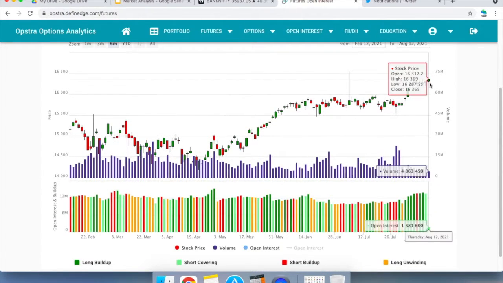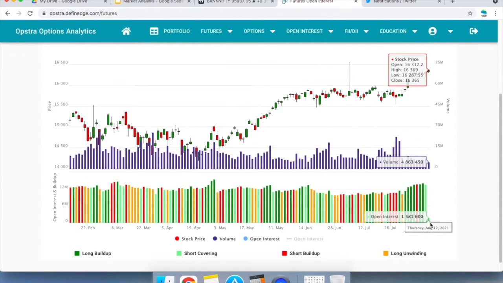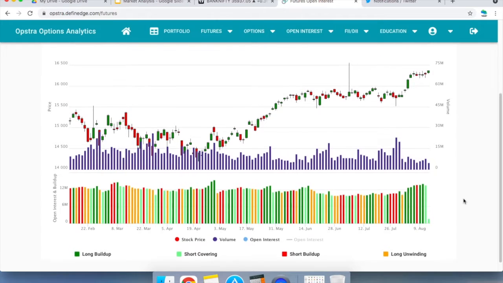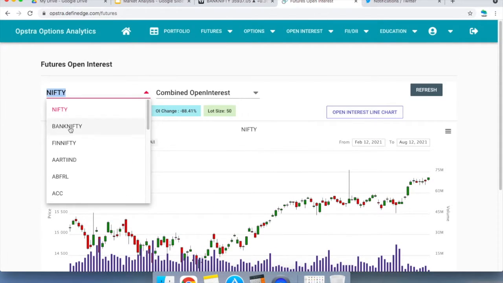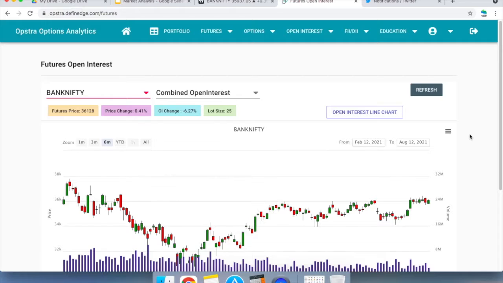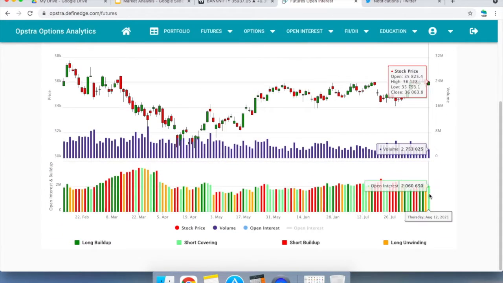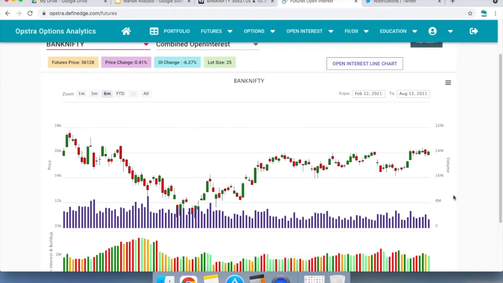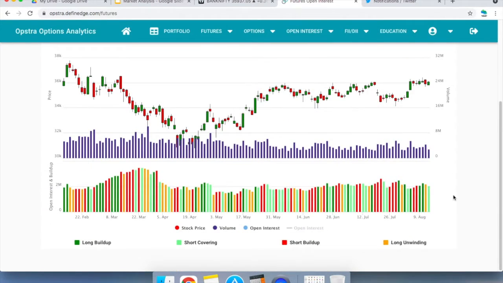It has come for, well, yes. So yesterday it was short covering. Today also it is showing that it is short covering for the Nifty, right? For the futures open interest. Now here the open interest for futures in the Bank Nifty also it is showing short covering. Yesterday it was long unwinding.